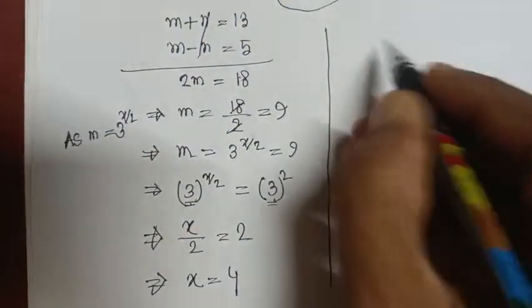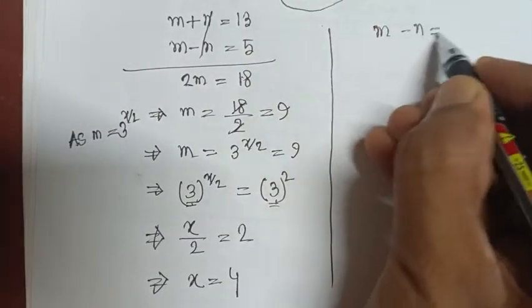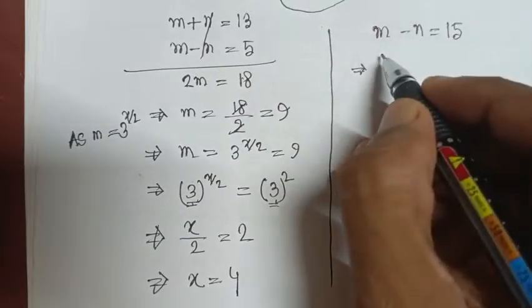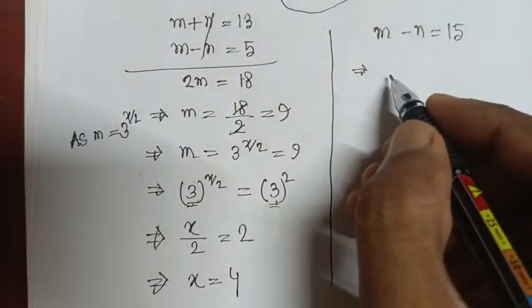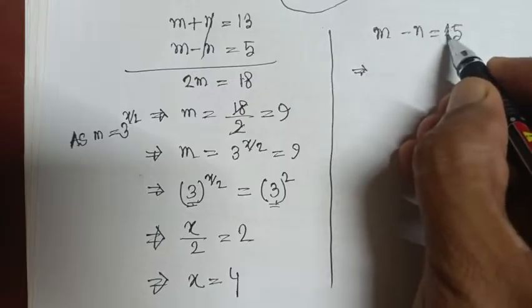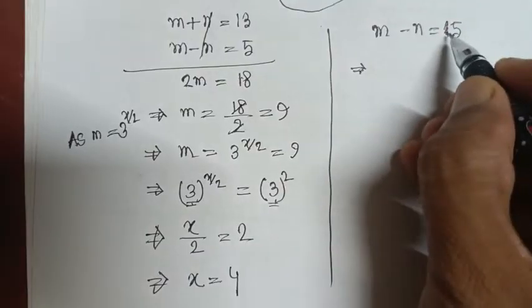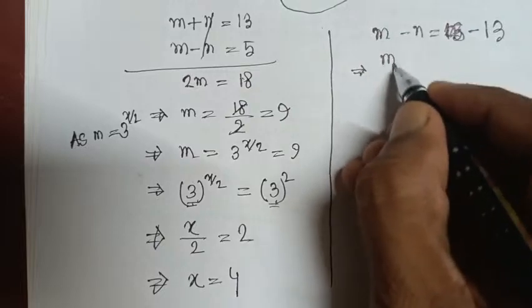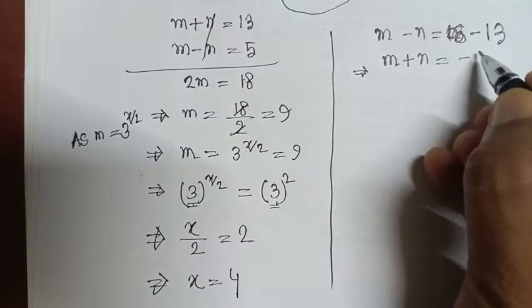Now for case 2, if we consider another solution, m plus n times m minus n equal to minus 13 and m plus n equals to minus 5.